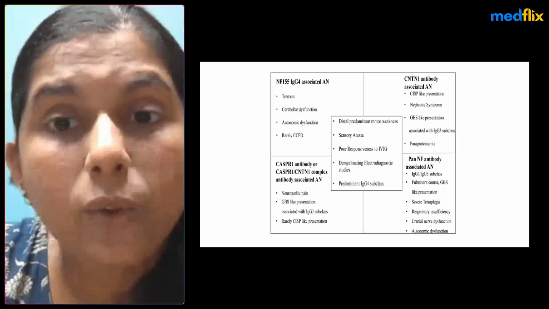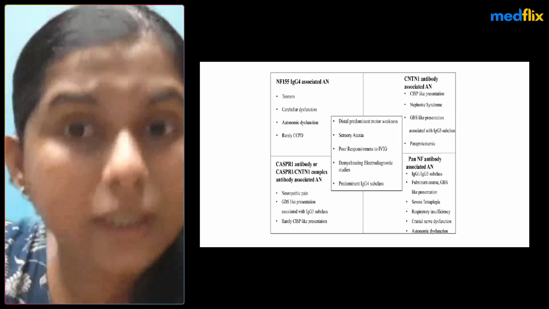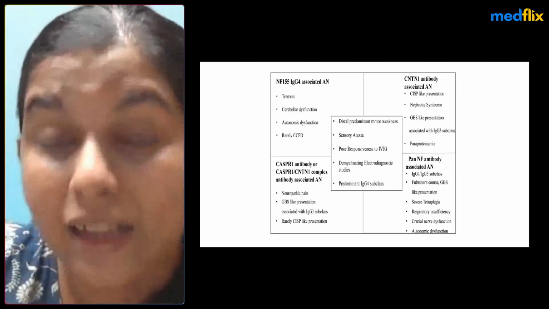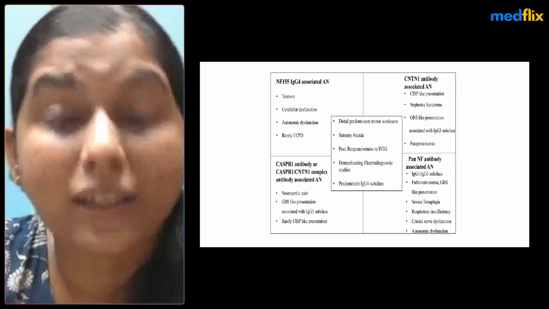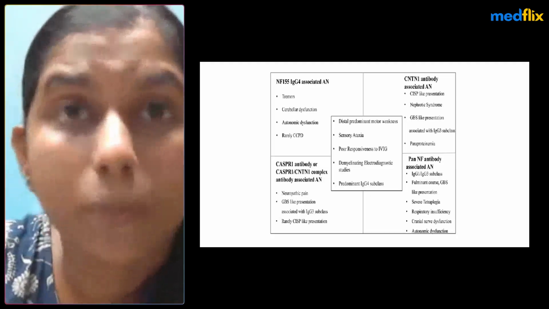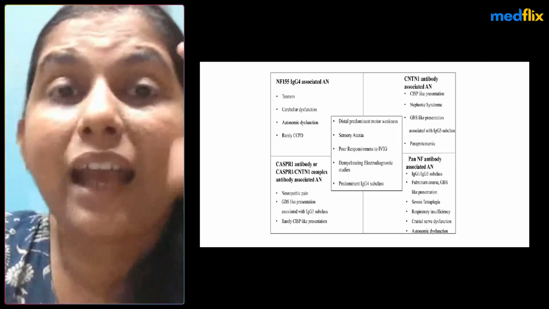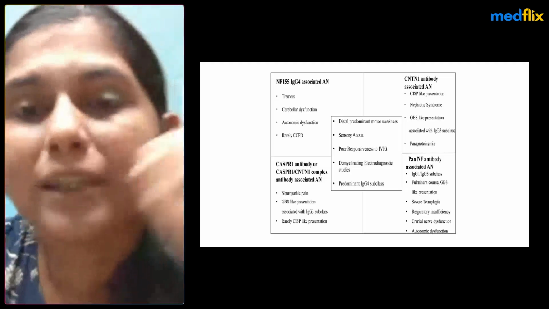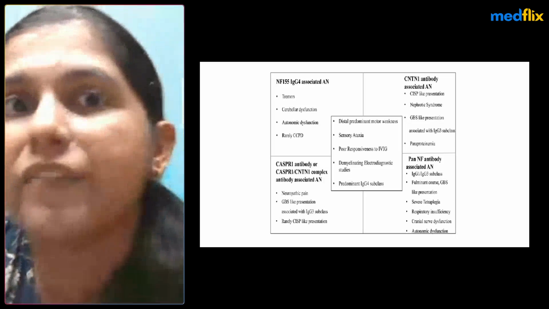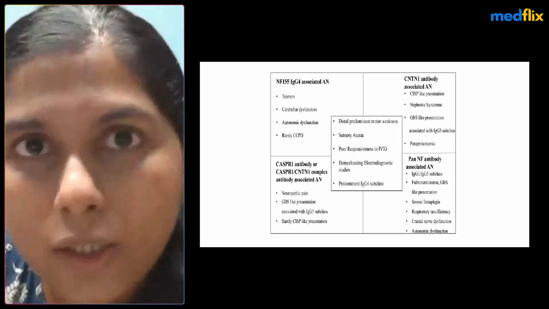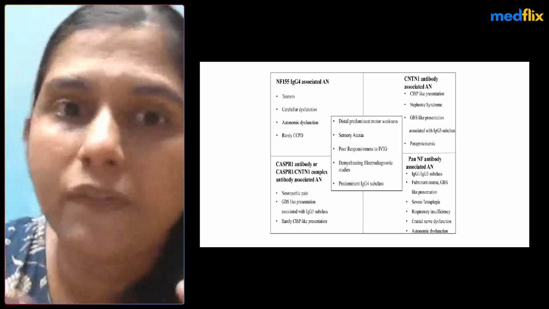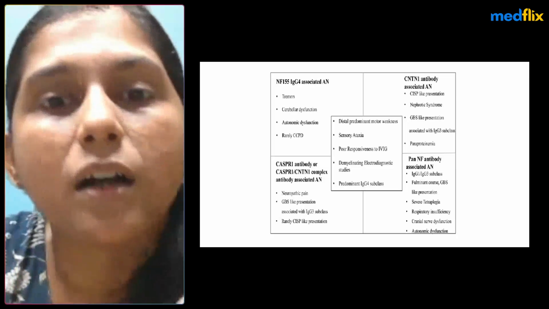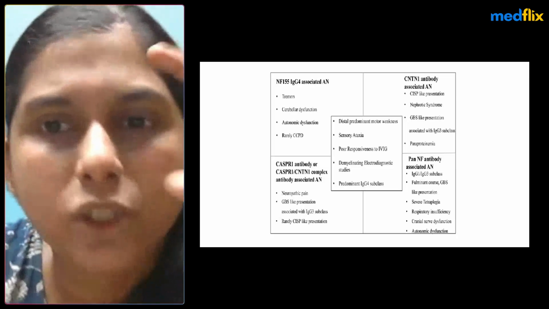What we need to know is that they are distal predominant, they can have sensory ataxia, and they have poor response to IVIG because they are usually IgG4 mediated. They are usually demyelinating, and they are predominantly the IgG4 subclass, which is why they do not respond that well to IV immunoglobulin and do well with rituximab. And out of this, I would just like to mention four important ones.